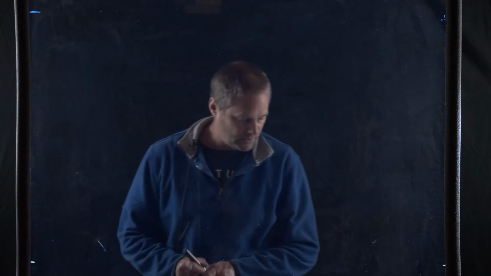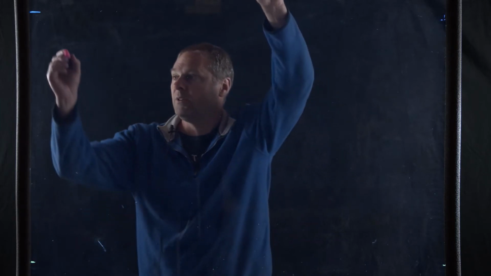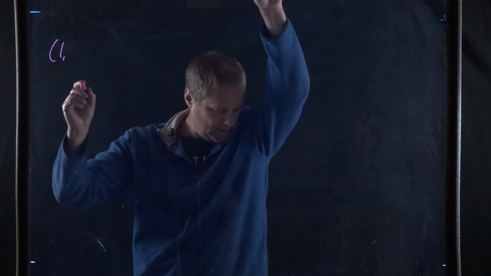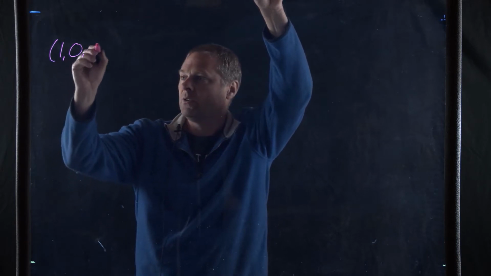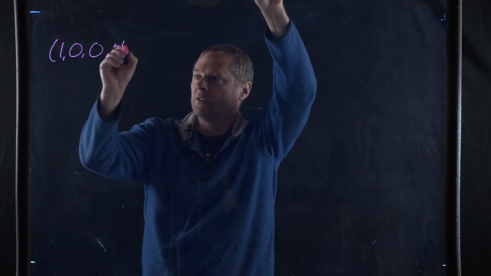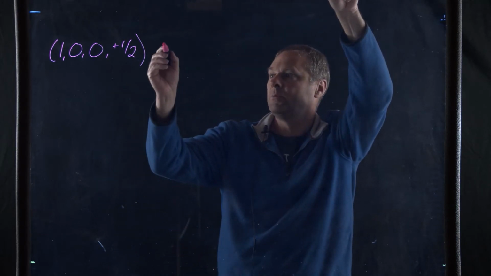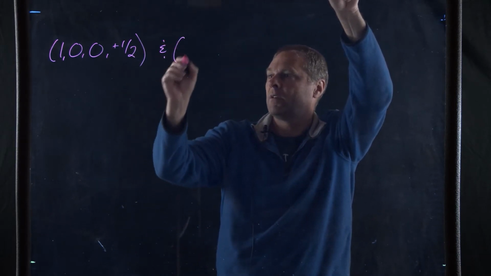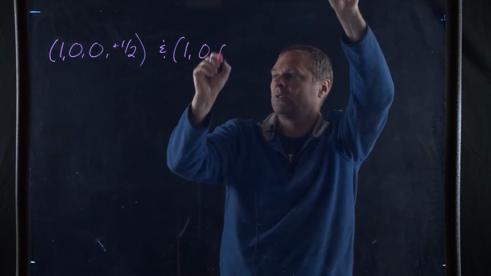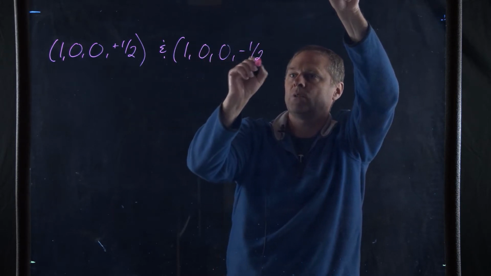We continue our discussion on quantum numbers. And this question reads as such. Two of the three electrons in a lithium atom have quantum numbers of 1, 0, 0, plus 1/2. And then this one's going to be 1, 0, 0, minus 1/2.